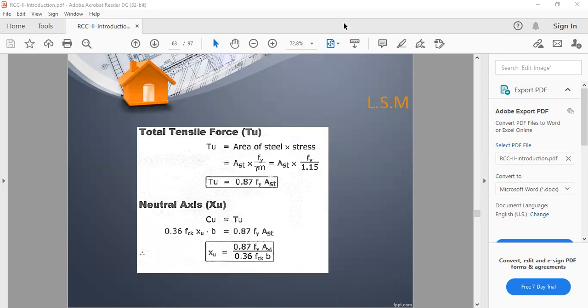So if you simply replace, you have the value of Cu as you have seen in the earlier slide, 0.36 FCK Xu into B, and Tu, that is 0.87 Fy into AST. If you move terms, you will get Xu equals 0.87 Fy AST divided by 0.36 FCK into B. This formula we will be using most of the time while designing different parameters.